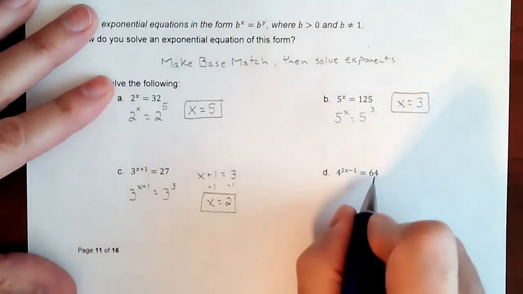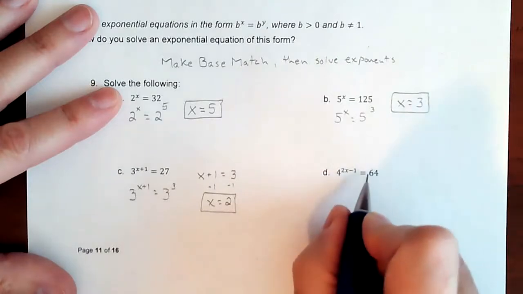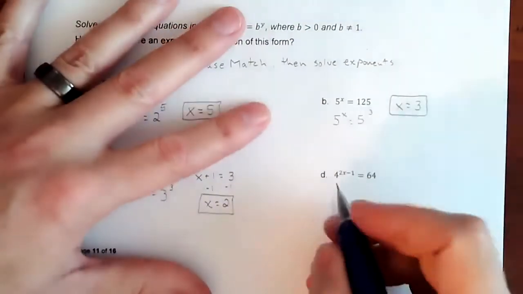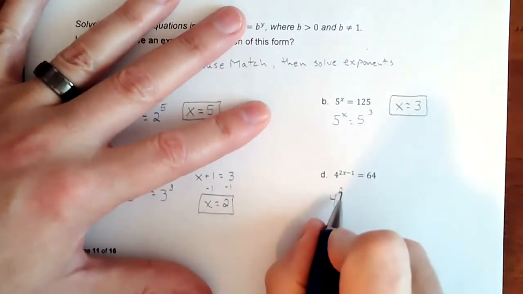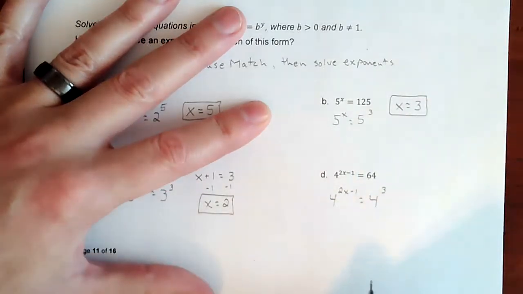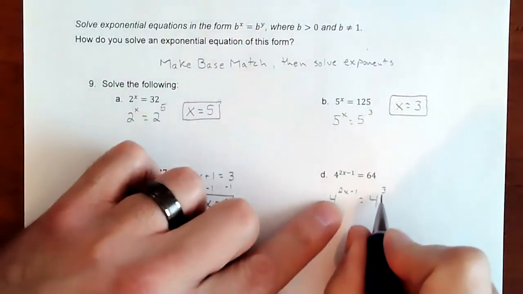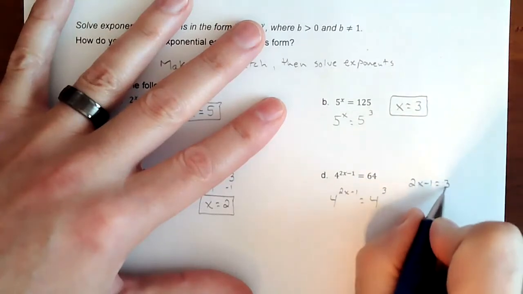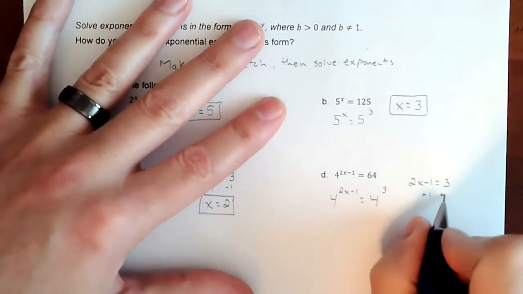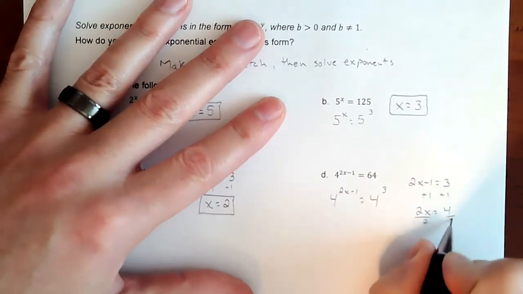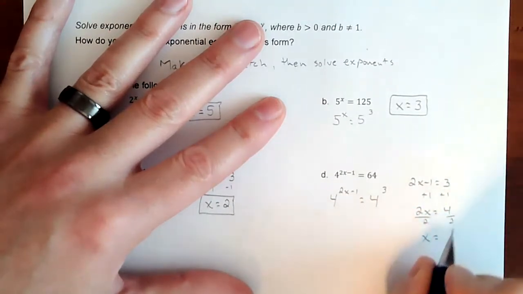All right, and then the last one, 64. 64 is a bunch of 4s. I just have to figure out how many. So I know 4 squared is 16. So 4 to the 3rd is 64. So I rewrite that. The left side is still 2x minus 1. The right side is 4 to the 3rd. And so now again, if the bases match, my exponents need to match. So 2x minus 1 needs to equal 3. I add 1. 2x equals 4, divide by 2. x equals 2.